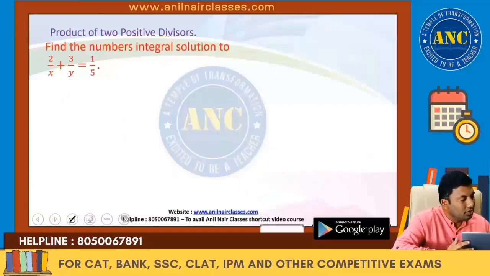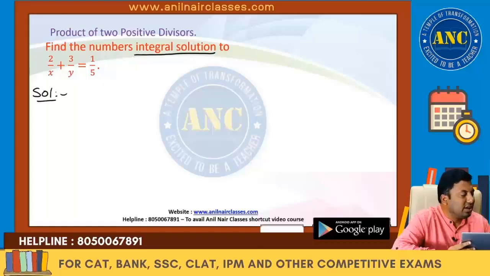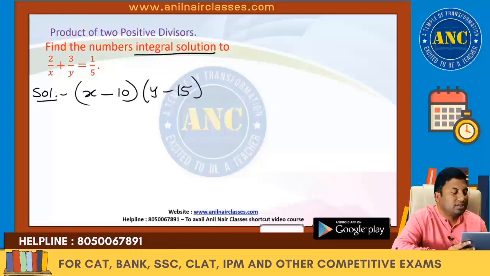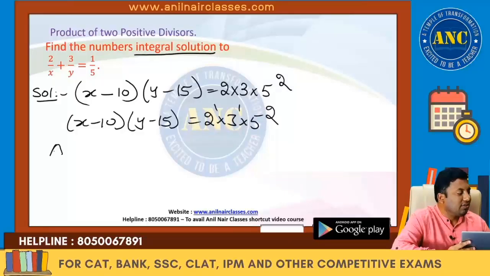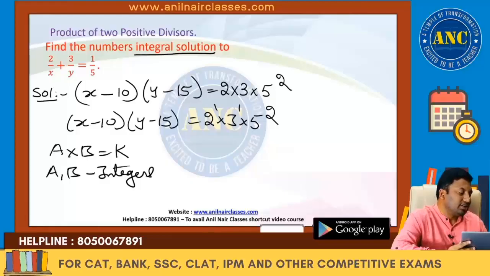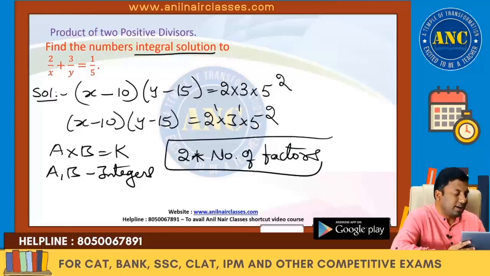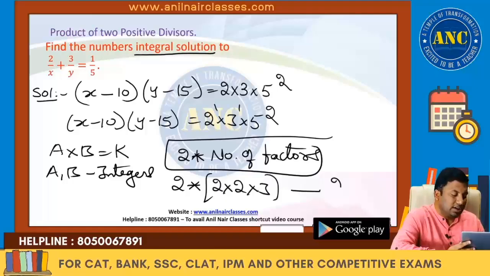Another question. Find the number of integral solutions. So directly you can say a by x, x minus a into c, x minus 10, y minus b into c, y minus 15 equivalent to a into b into c square. So these are nothing but x minus 10 into y minus 15 equivalent to 2 power 1 into 3 power 1 into 5 square. These are of the form a into b equivalent to k, where a and b are integers. Answer will be 2 times the number of factors. So answer is 2 into number of factors, which will be 2, here 2, here 3. So 4 2s are 8, 8 3s are 24.